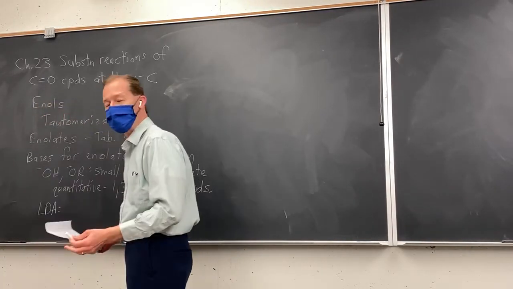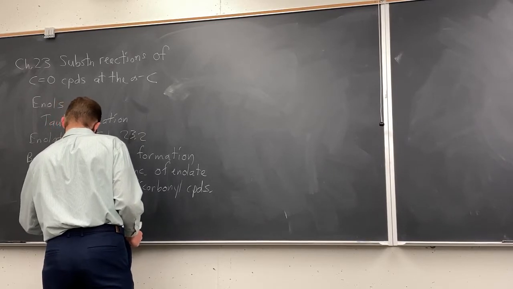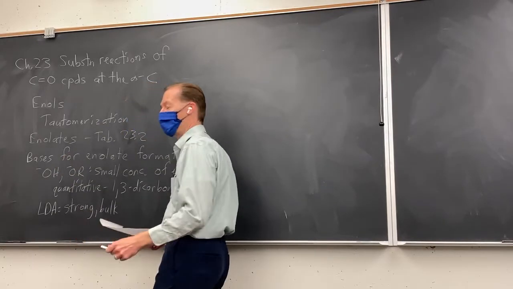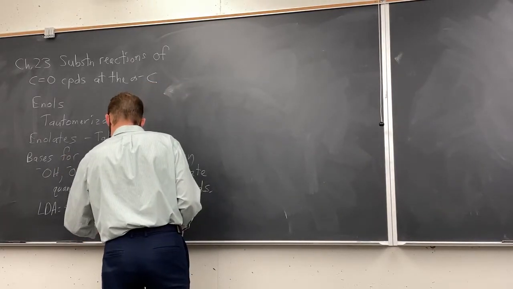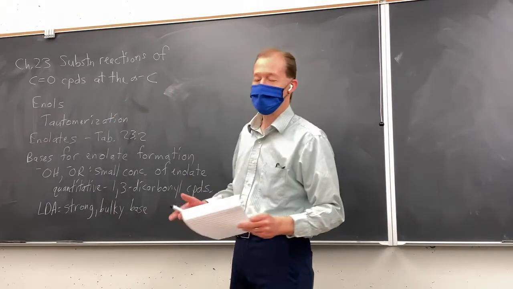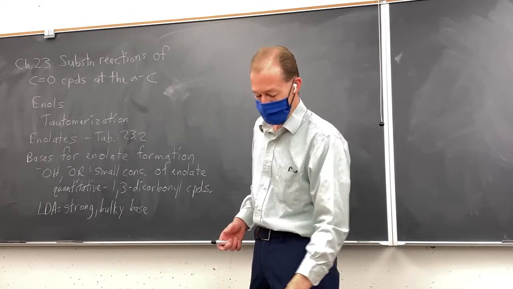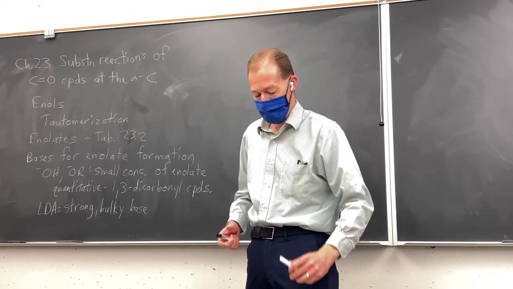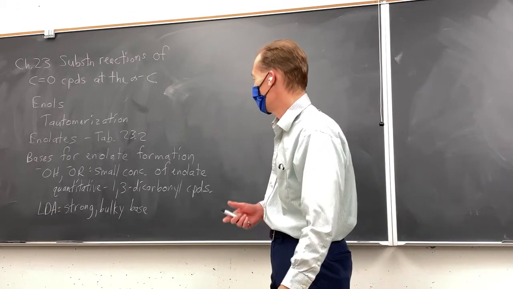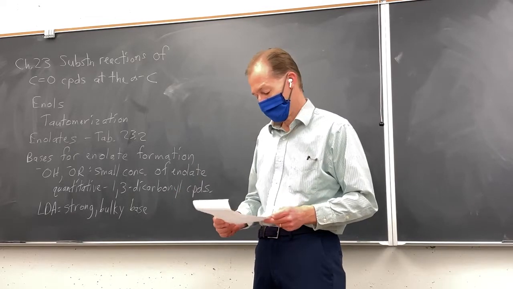All right, so the features of LDA: it is a very strong base, stronger than hydroxide and alkoxides. LDA is a very strong, bulky base. Because it is bulky, it functions only as a base and not as a nucleophile. And so LDA is able to quantitatively generate enolates. You get 100% of the enolate and you won't have any of the carbonyl compound remaining.